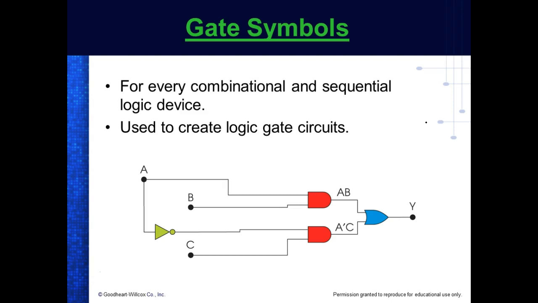So this is the symbol of an AND gate. This is the symbol of an OR gate. This is the symbol for an inverter. This would be the actual circuit that would replace the one that I had, which would be very complicated.